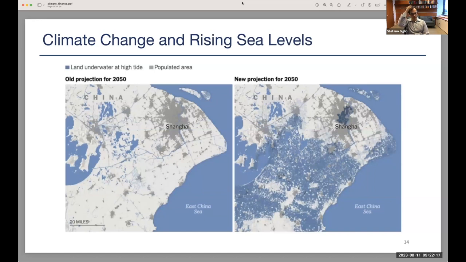Just to give you one example, this is a projection, a change in projection about the areas near Shanghai which are going to be submerged by 2050 at high tide. As we learn more about the climate and understand better what path we're on, we're going to update our views. You can think of this as the area at risk of flood if this scenario actually materializes.